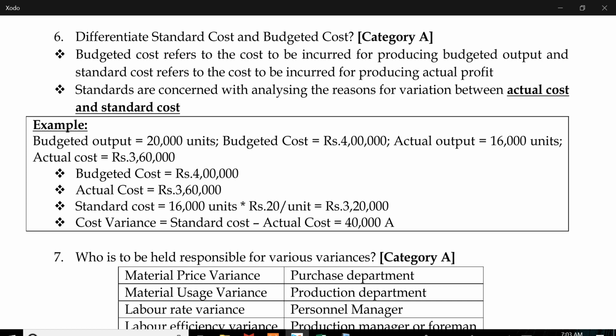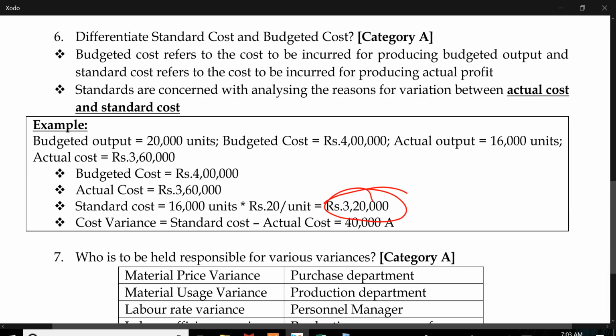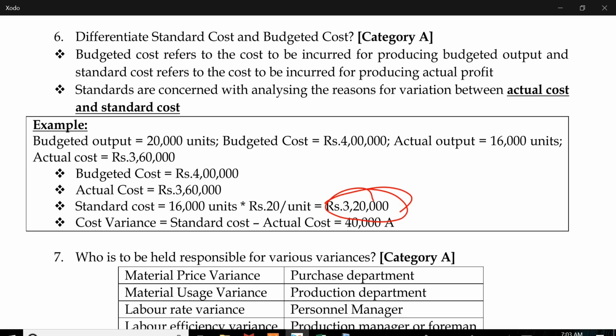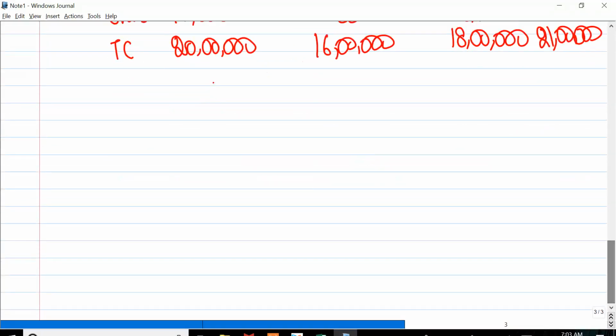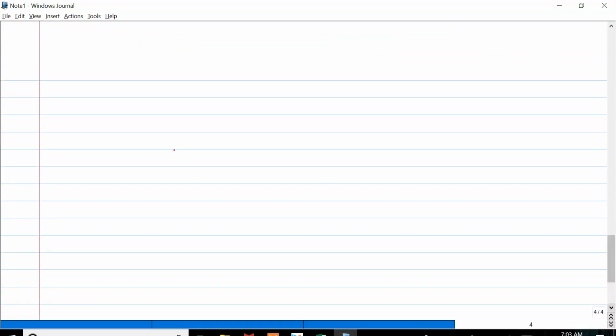And the questions will be worded, practically nobody will ask like this, but they will say he believes that bonus is to be paid because he has saved time. Then you will do your analysis and say for 16,000 units you should have incurred only 3,20,000. You have ended up incurring 3,60,000. So no bonus for you. Clear? Any doubts on this? Now we are going to the first area, which is your material variances.